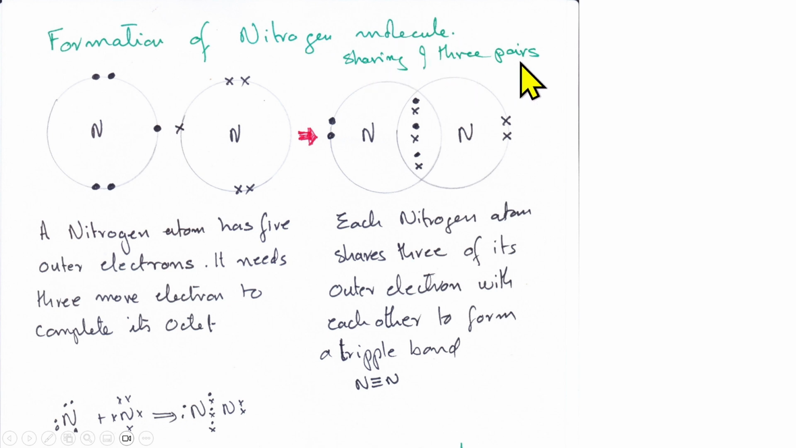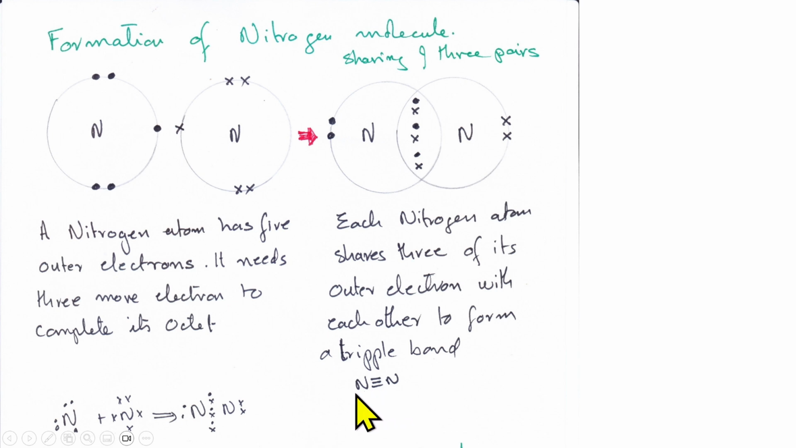Now we come to the formation of triple bonds, that is formation of nitrogen molecule sharing 3 pairs of electrons. Each nitrogen has 5 outer electrons. It needs 3 more electrons to complete its octet. Each nitrogen atom shares 3 of its outer electrons with each other to form a triple bond, which I have written as N, 3 lines in between, and then N.